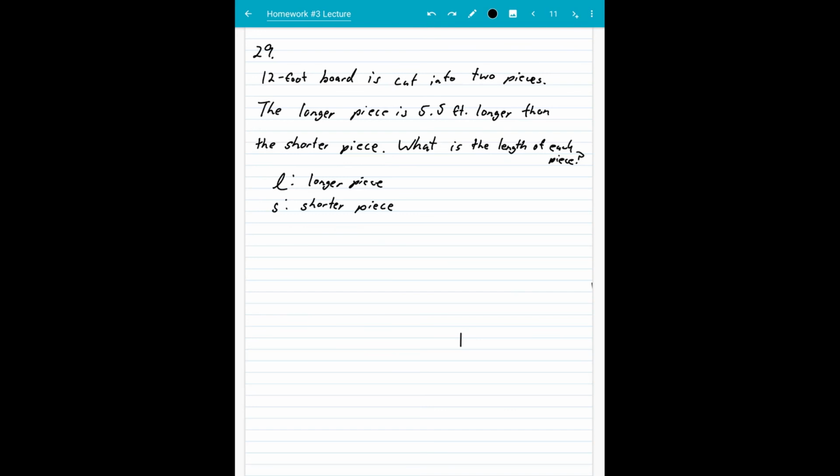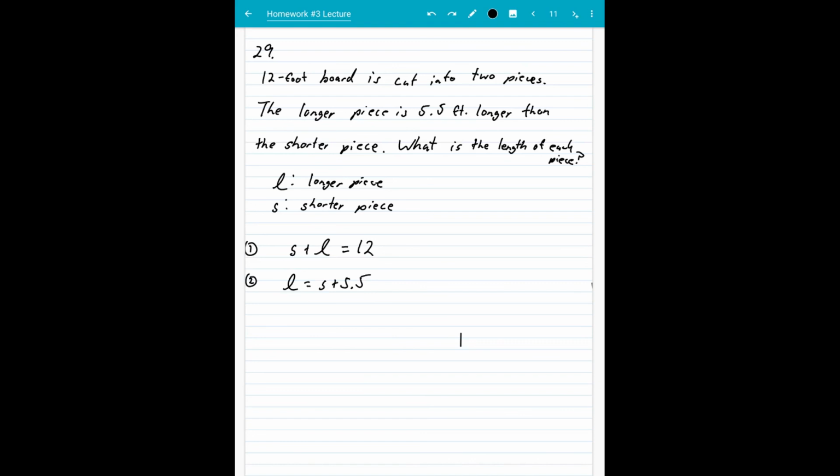So if I take the longer piece and the shorter piece and put them together, that makes the whole entire board. So if I say S plus L, that would make the whole board. The whole board is 12 feet. So S plus L equals 12 would be like my first equation. My second equation I can figure out from what's given to us. It says the longer piece is 5.5 feet longer than the shorter piece. So L equals S plus 5.5. If I take the shorter piece and add 5.5 to it, it makes the longer piece.